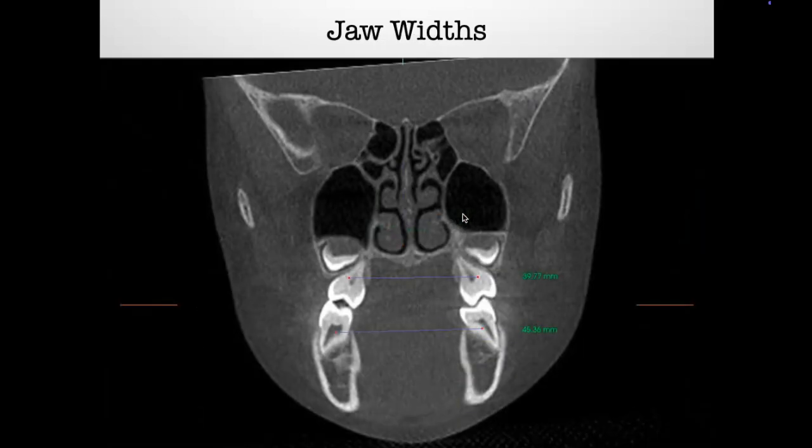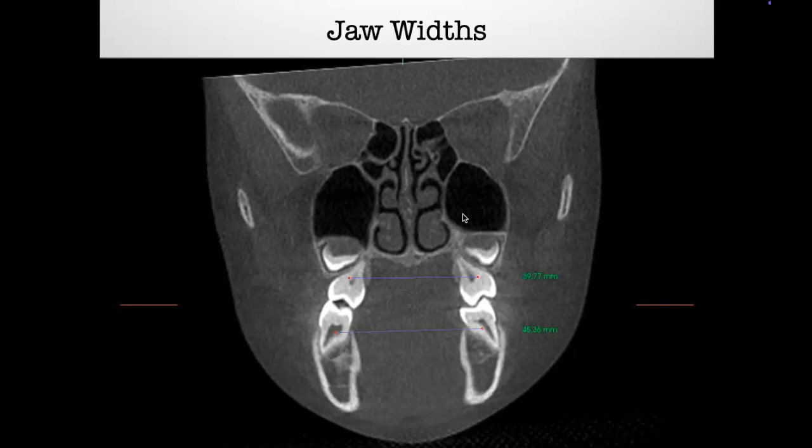And so this is how I measure jaw widths. This is a cross-section here at the level of the first molars. So you can see here the upper jaw is almost 40, the lower jaw is 45. What is your typical range for normal of the lower jaw in between the cortical plates at the level of the 6 molars? What is that measurement normally, or the range of measurements normally?